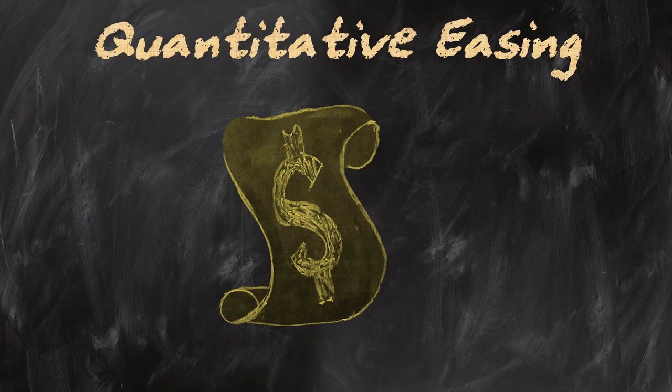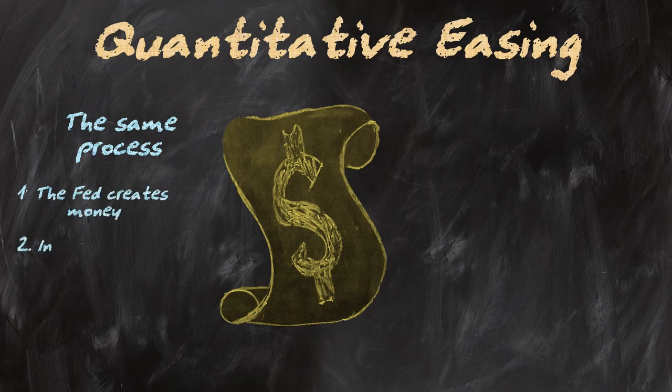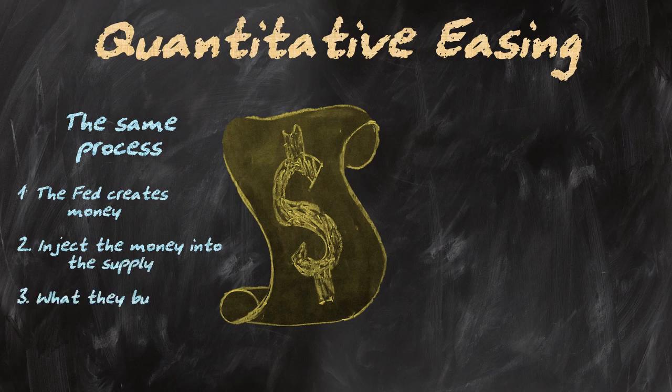And easing, well, that just sounds like we're easing into it. We're going slowly. We're not doing anything drastically. So there's a whole lot of stuff that's going to move slowly. That makes some sense to me now. So what is it? Well, this is the same process as the open market operations. The Fed creates money, they inject the money into the supply, they open the spout and pour it into the economy. It's just what they're buying is a little bit different.